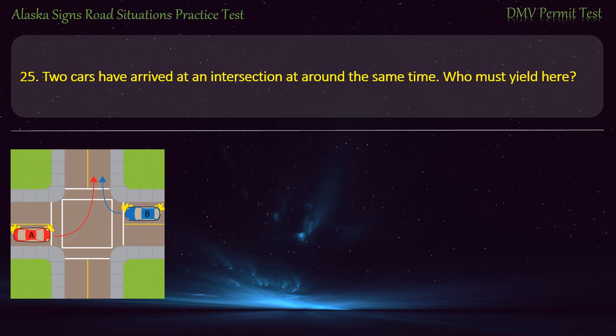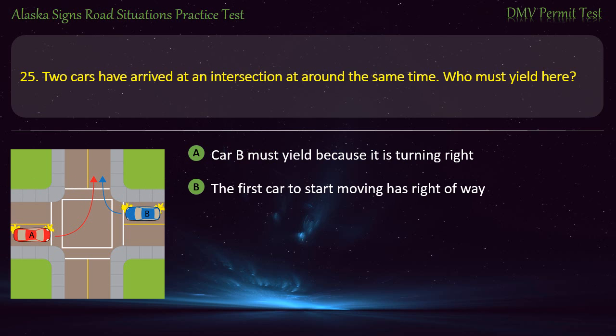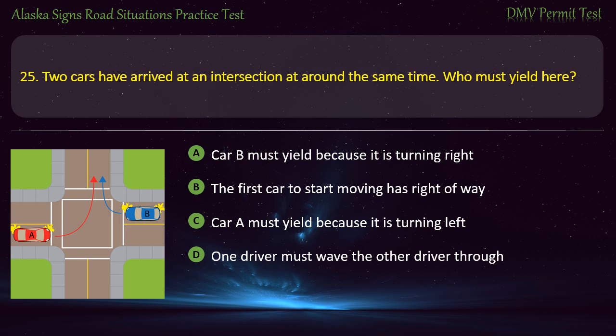Question 25. Two cars have arrived at an intersection at around the same time. Who must yield here? Car B must yield because it is turning right. The first car to start moving has right of way. Car A must yield because it is turning left. One driver must wave the other driver through. Answer. Car A must yield because it is turning left.